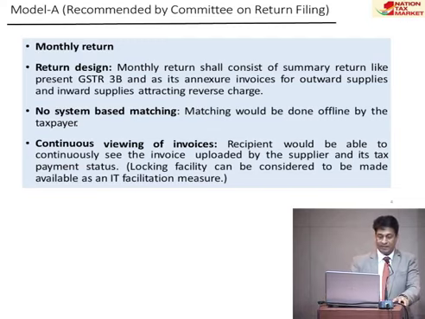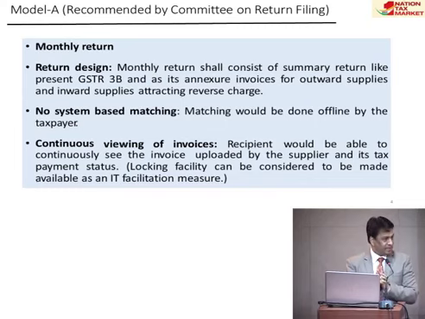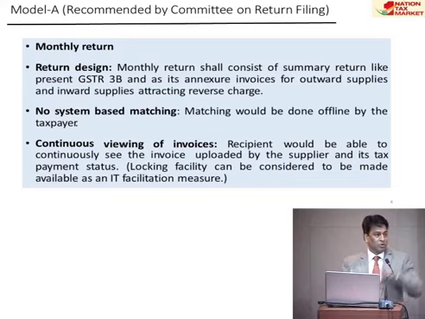What this Model A says, and here I need your attention, you just go slow and kindly take a note of it, what this Model A is suggesting. Model A is suggesting monthly return. And it will consist of summary return, like present GSTR 3B. And it will have annexure for invoices for outward supplies and inward supplies attracting reverse charge method. So consolidated return with the annexures for outward supply and inward supplies.